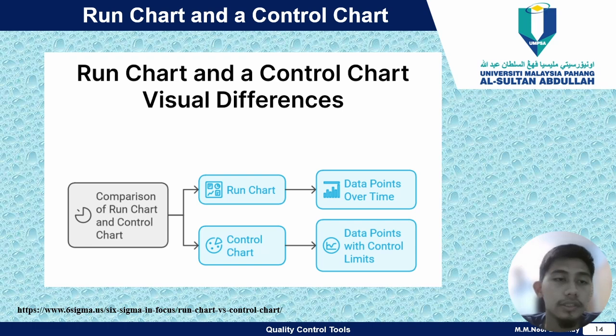You can see the visual difference between a run chart and a control chart. A run chart has data points over time, and a control chart uses data points with control limits.